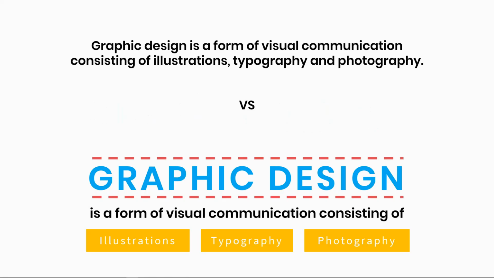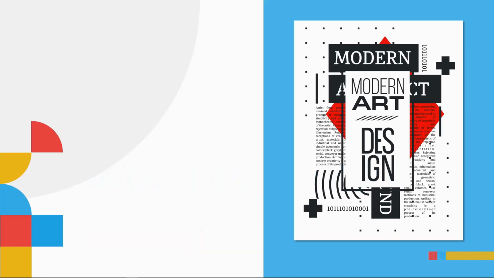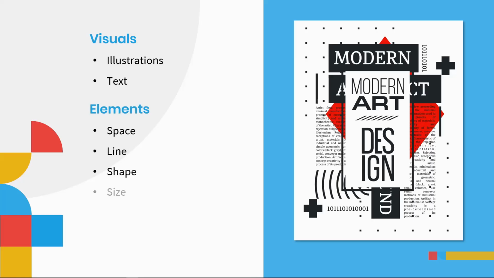I would like you to look at actual examples of where the elements of design have been applied effectively. This exhibition poster on the left consists out of 2 of the 3 visuals we referred to earlier. We have illustrations as well as text. Can you identify any of the design elements I've just introduced to you? We have space, line, shape, size, texture, as well as color visible in this composition.